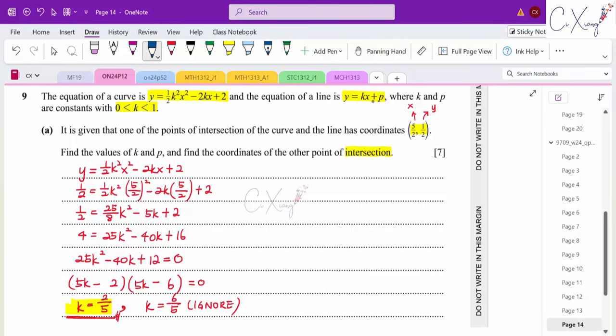Alright, so I will substitute inside. Okay, I'm having linear equation y equals to kx plus p. Substitute the y, which is the half, substitute the k that we get just now, which is 2 over 5, substitute the x, which is 5 over 2, and then plus p. So from here again, very easily you get a value for p, which is negative half.